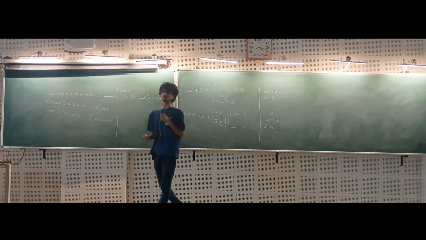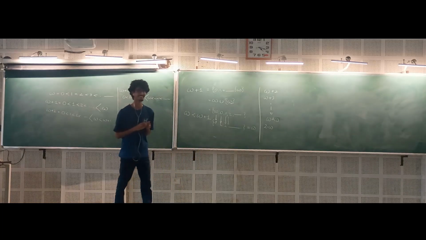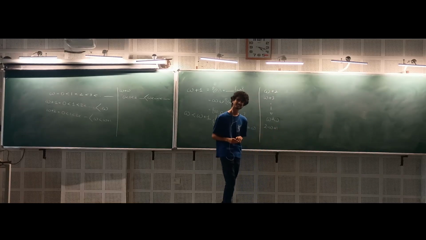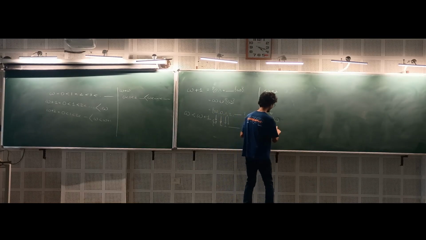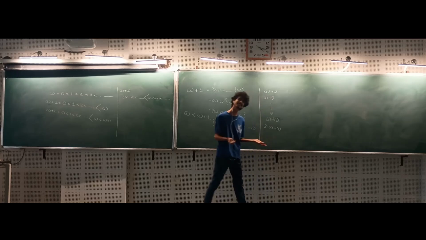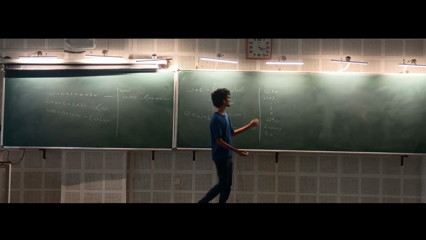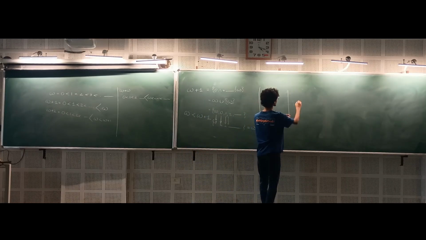Well, if I have 2 times omega, I can write 2 times omega plus 1. I can keep doing this until I get 2 times omega plus omega. I can get 3 times omega. So, for visualization, this is how 3 times omega looks like.